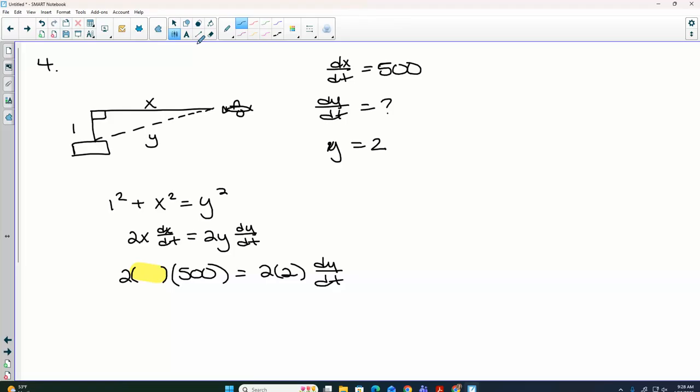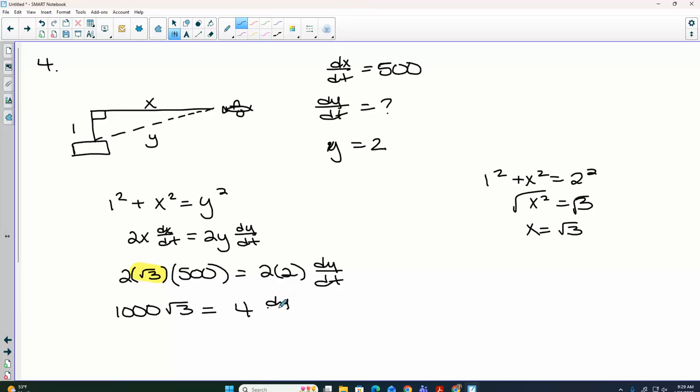We already know at this particular instant in time, what's our y value? 2. So if at this point in time y is 2, can you find x at the same time? We know 1 squared plus x squared would have to equal 2 squared at this point. So x squared is 3. So at the instant we're looking at, the x is the square root of 3. So if we divide over, dy/dt is 250 radical 3.